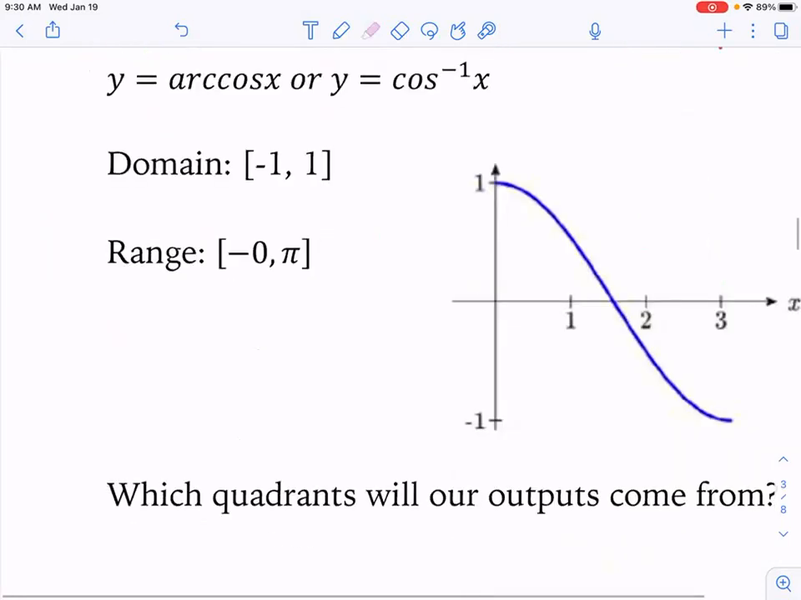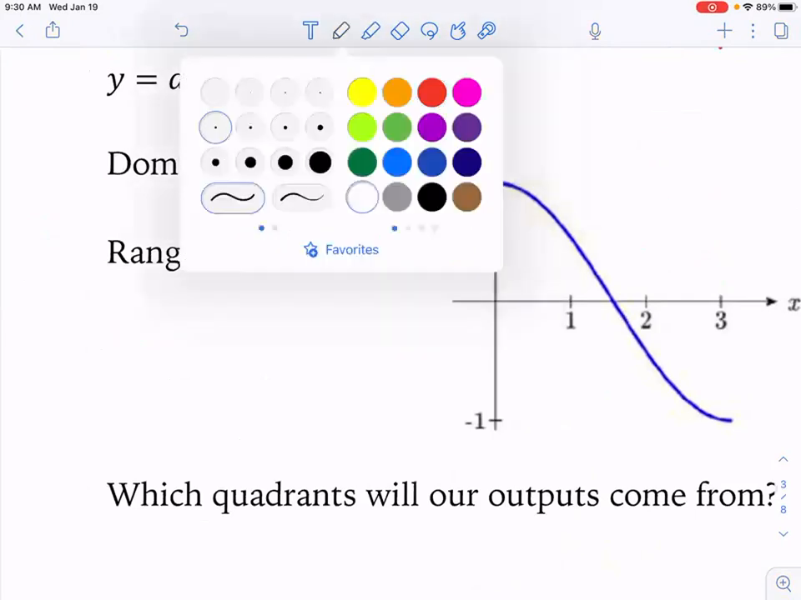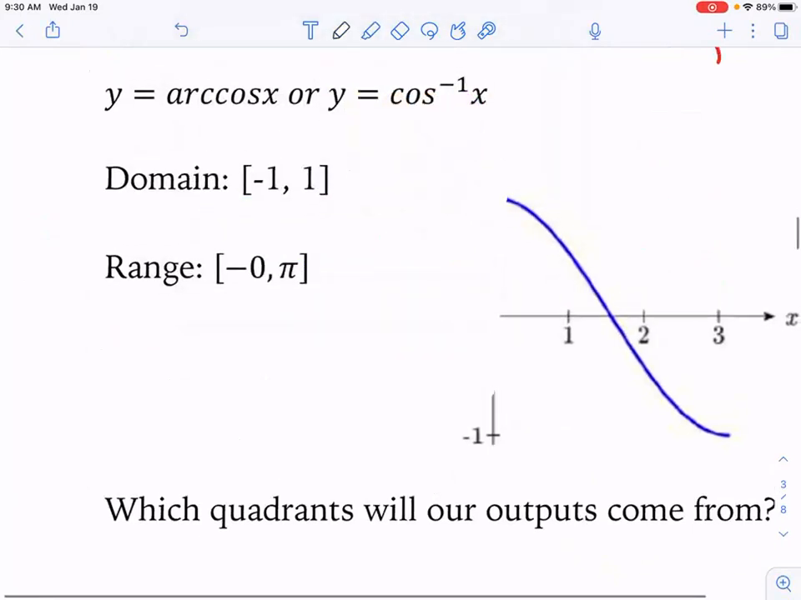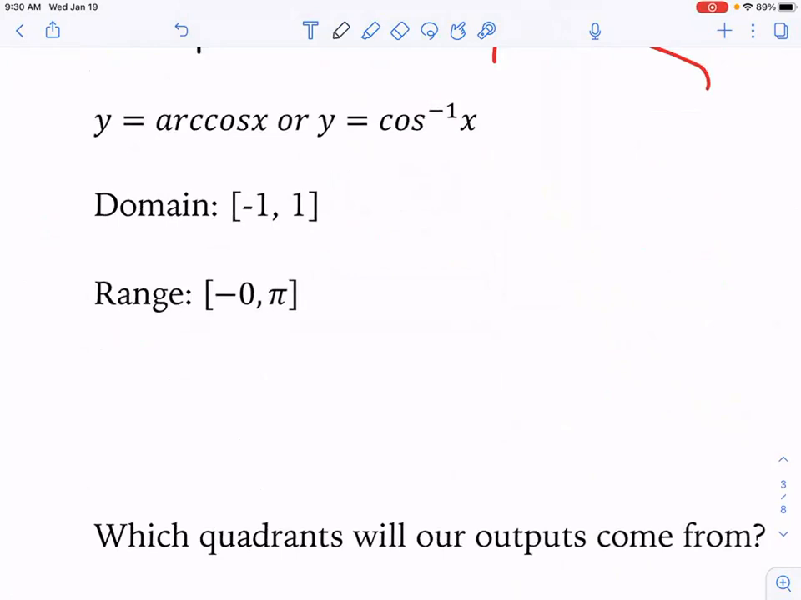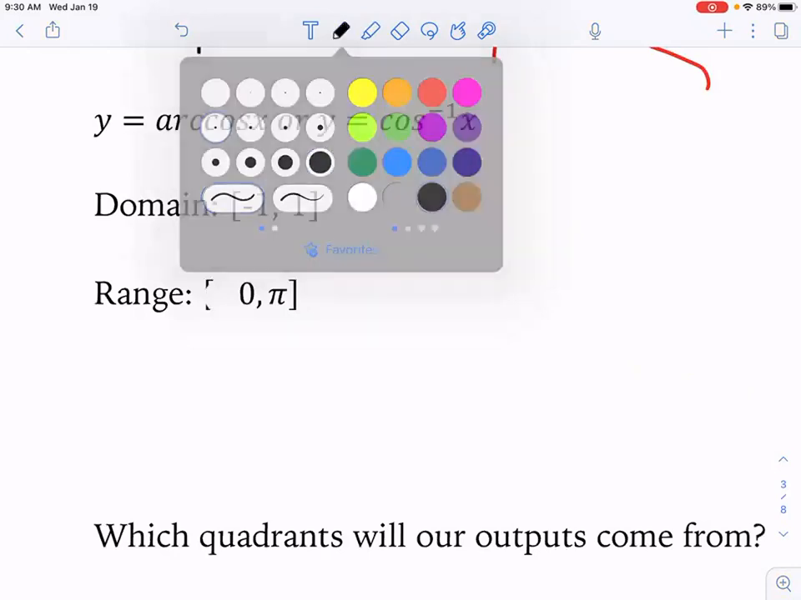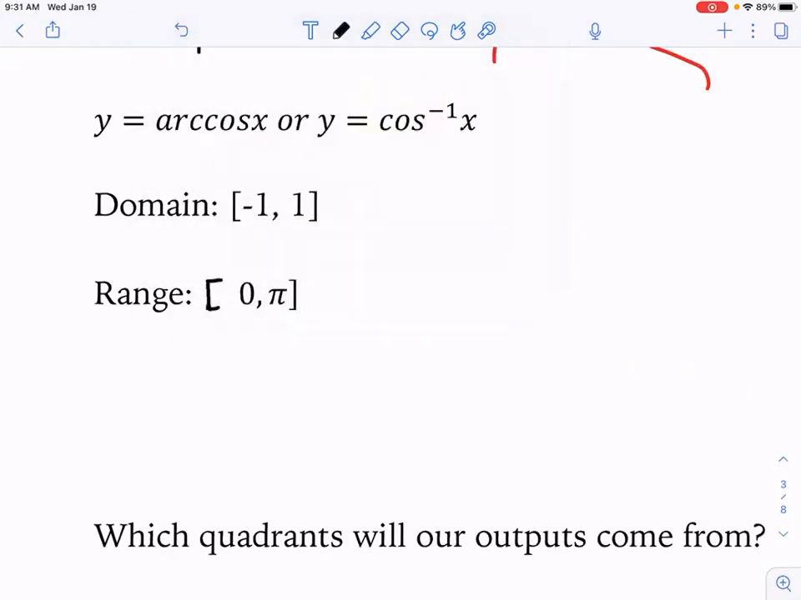So here's what you need to know. Arc cosine or inverse cosine, one or the other. This is what you're going to write down. Our domain is -1 to 1. Our range is 0 to pi.